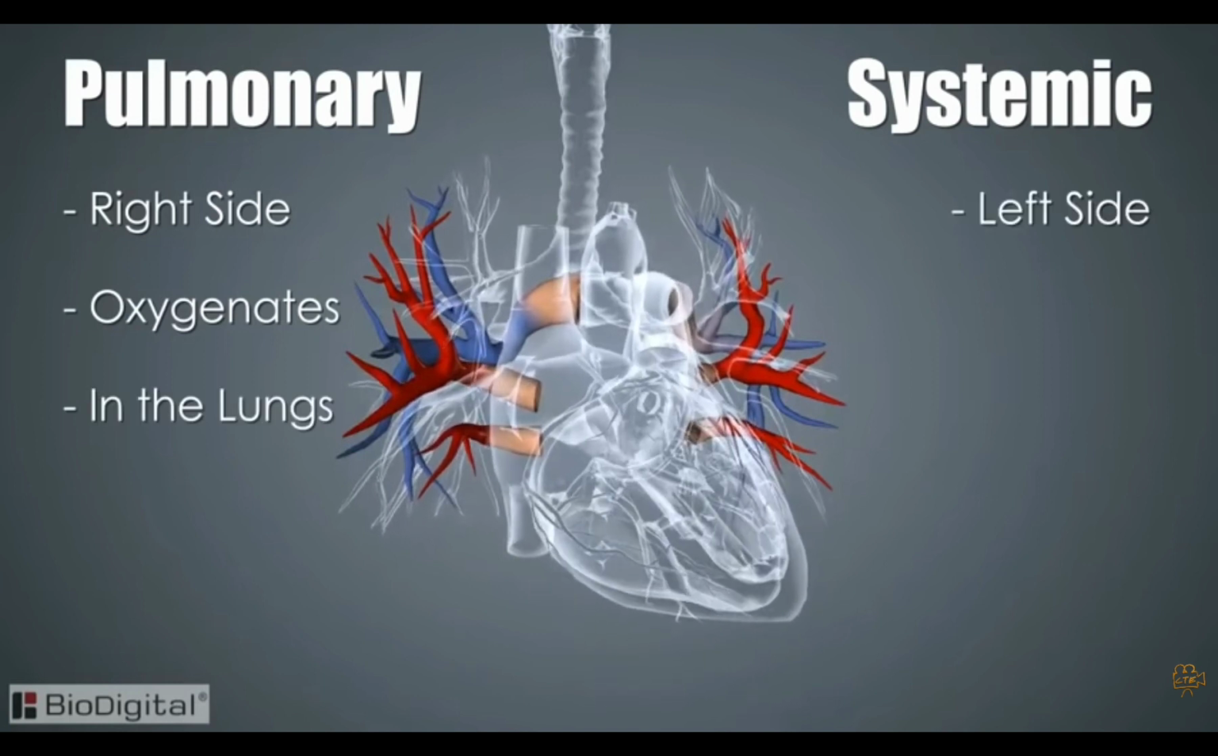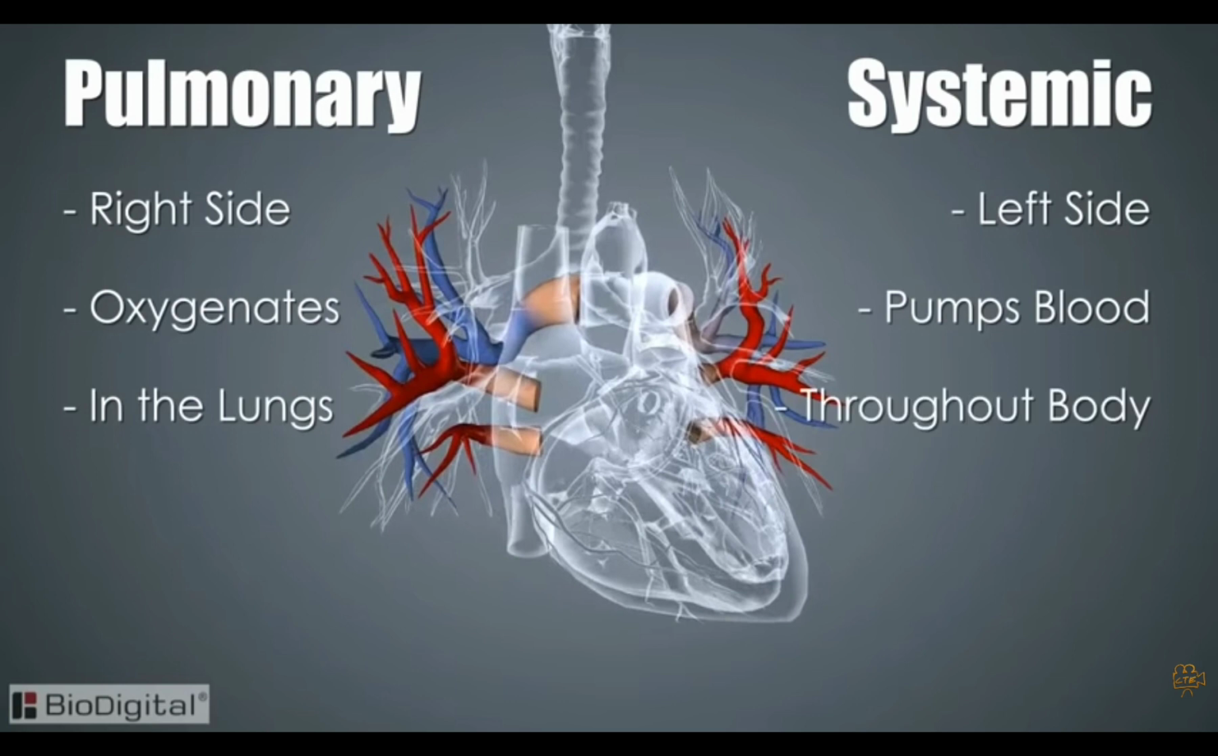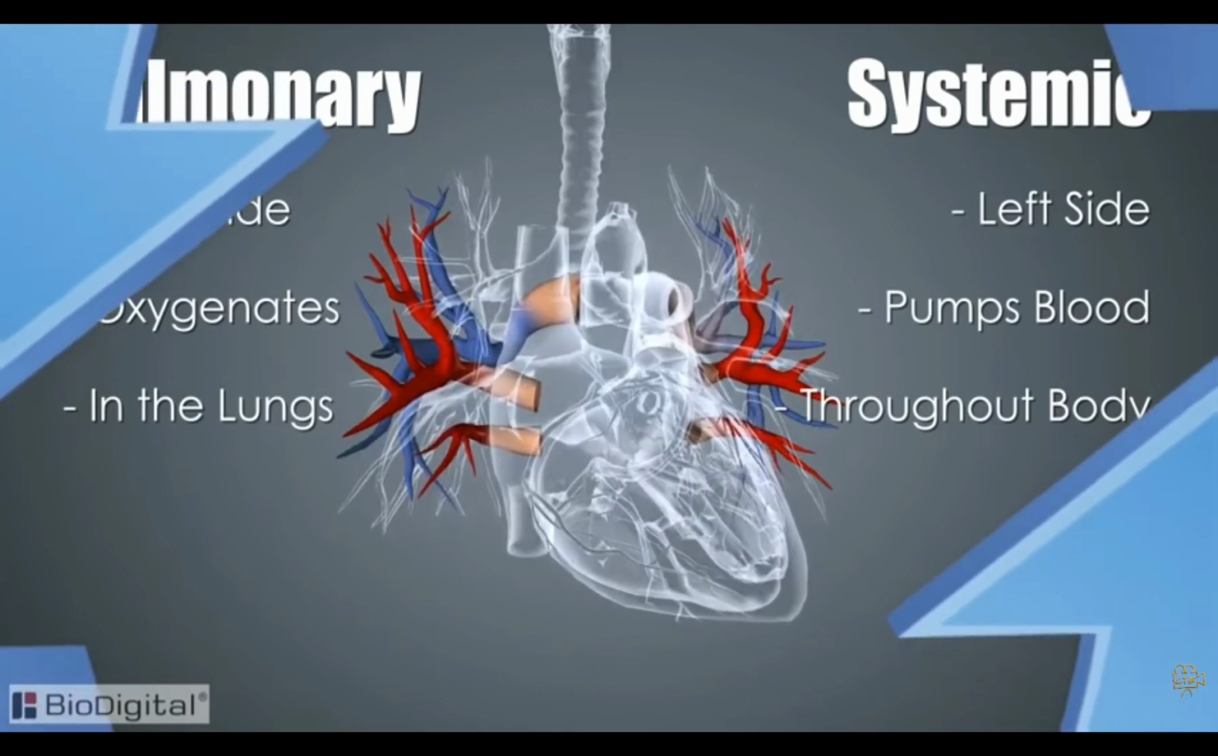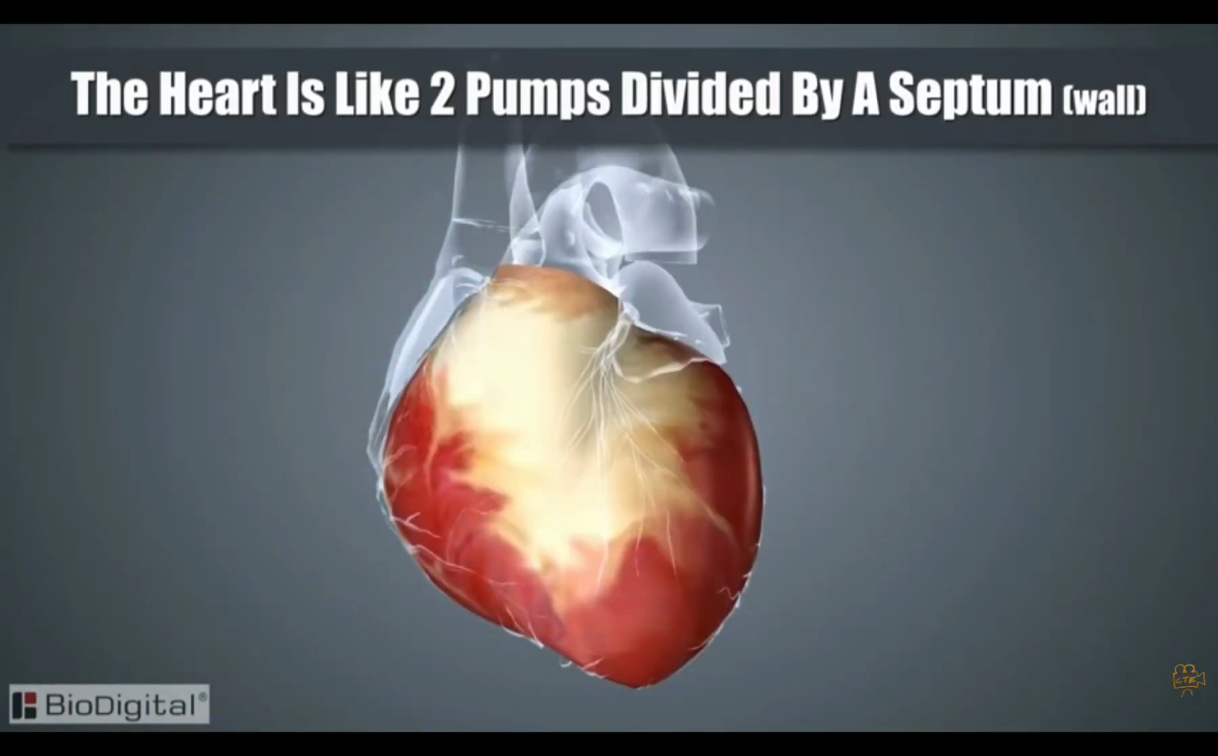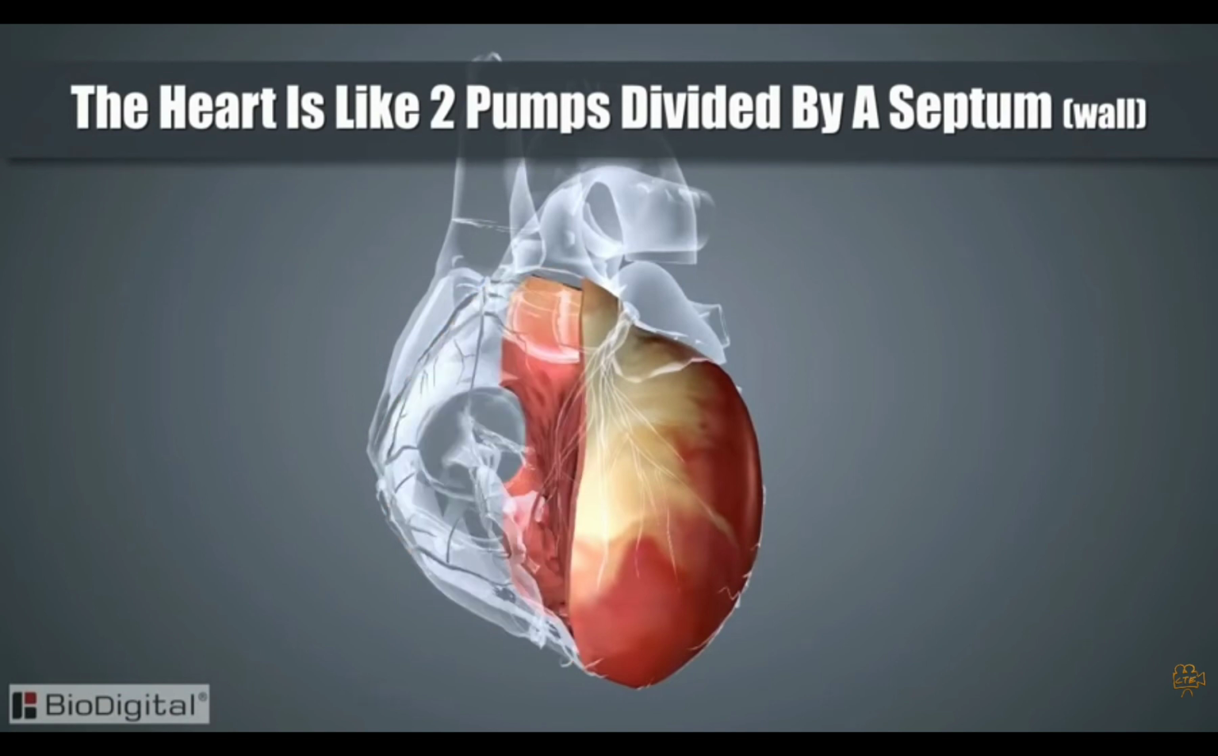The left side of the heart pumps oxygenated blood to the entire body. The blood is then returned to the heart via the systemic pathway, where the cycle begins again through the pulmonary pathway. It can be said that the heart is actually two pumps divided by a septum or wall.